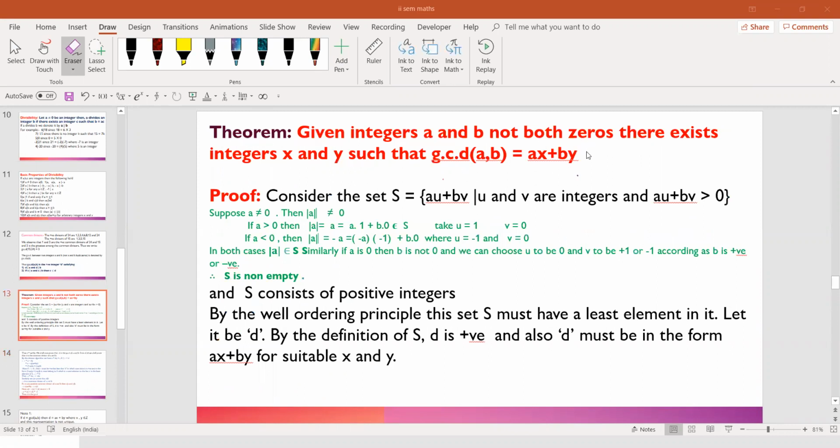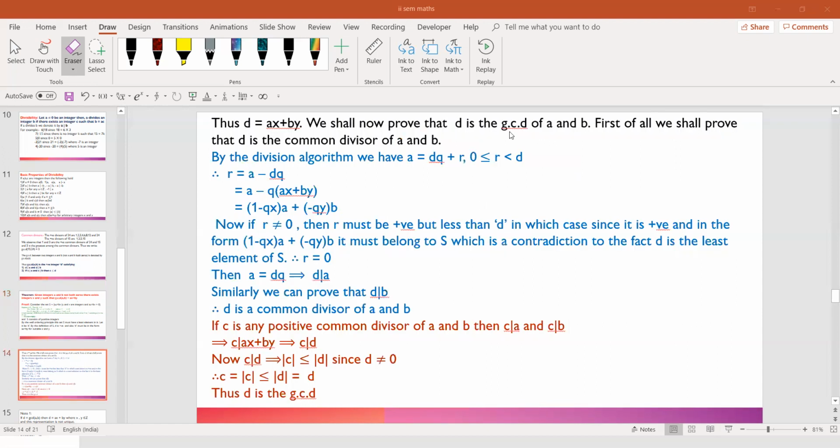So already we got an integer of the same form. So D is in the form AX plus BY. Now it is sufficient to prove that D is the greatest common divisor of A and B. You already know what the greatest common divisor is. So first of all, you have to prove that D is a common divisor of A and B.